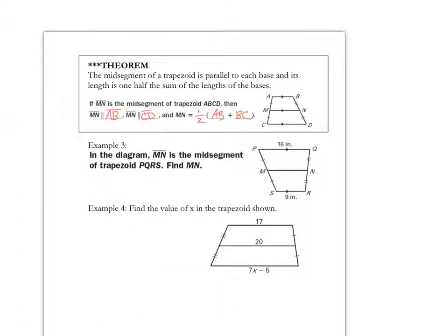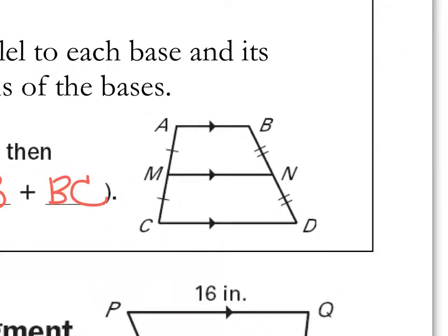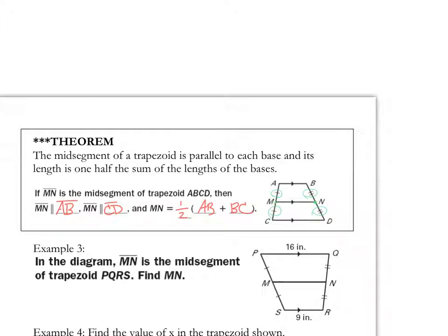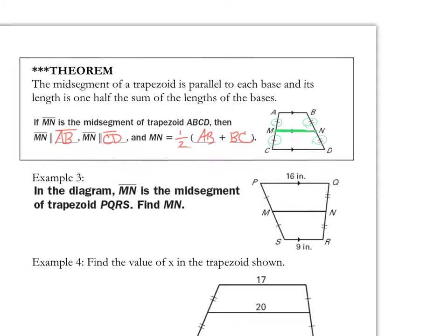Alright, so we have one more theorem with trapezoids, and this is the mid-segment theorem. A mid-segment connects two midpoints. If you see these tick marks here, that means that M is the midpoint of AC and N is the midpoint of BD. You also know that MN is parallel to the two bases. So how you find the length is, the mid-segment, that's your MN, is the average of your two bases. You add them up and divide by 2, or add them up and multiply by a half.